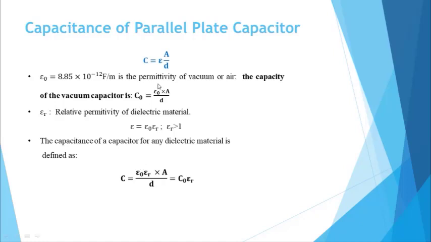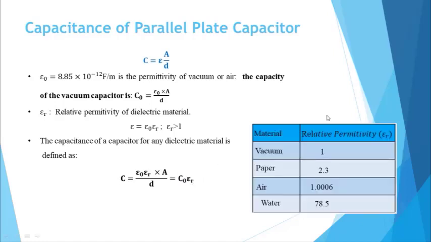Now, if I substitute this equation here in this formula, then I will get epsilon 0 times A divided by D is equal to C0. Then the capacitance C is equal to C0 multiplied by epsilon r. In this table, we are going to see some examples of the relative permittivity of some materials. For example, the relative permittivity of vacuum is equal to 1, and you can check it using calculation. Of the air, it is approximately equal to 1, and that for water is equal to 78.5.